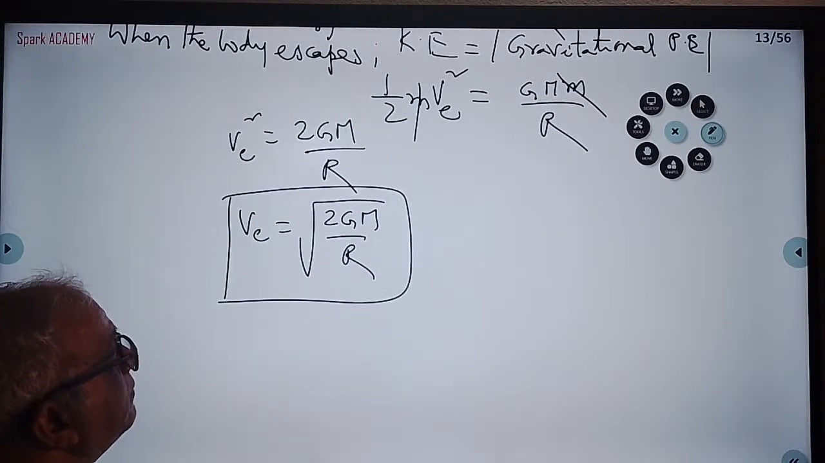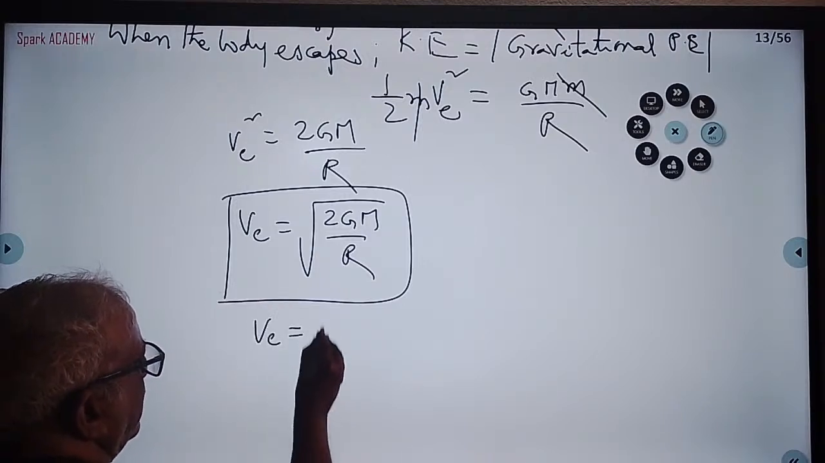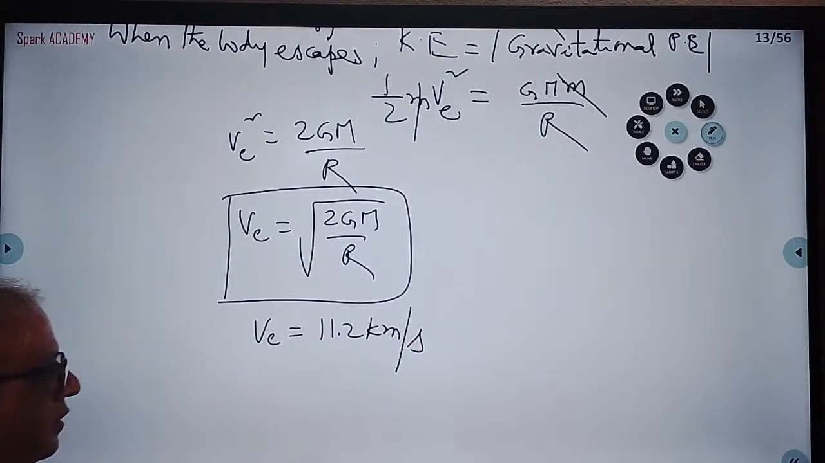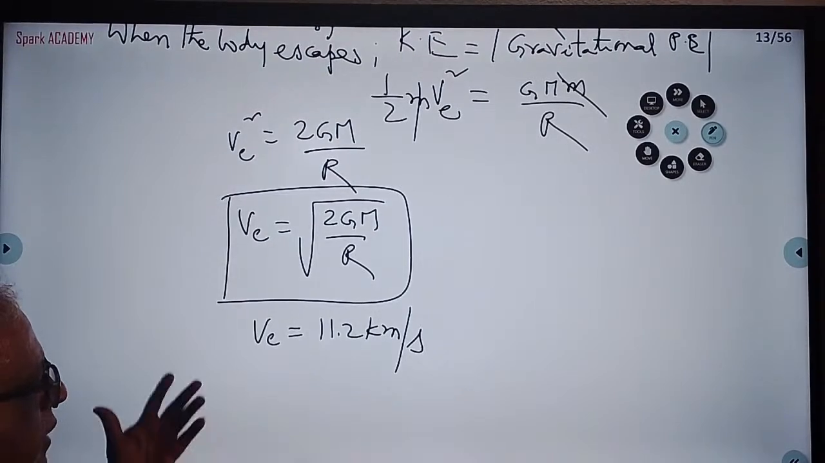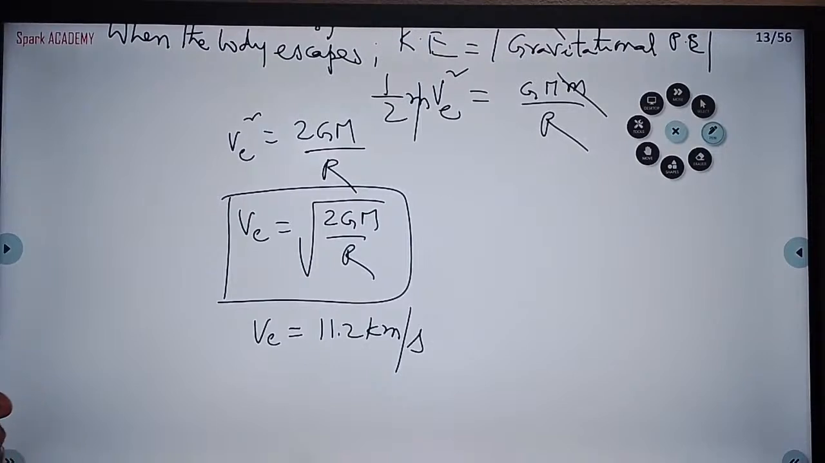Orbital velocity is root GM by R, but escape velocity is under root 2GM by R. What is escape velocity? 11.2 kilometer per second. Very, very large. 11.2 kilometers per second means, aeroplanes also have only 300 or 360 kilometers per hour, but this is kilometer per second. If you give that much velocity, any body will escape, not only a body, any heavy person, anybody will escape, independent of the mass of the object. Escape velocity is 11.2 kilometers per second.